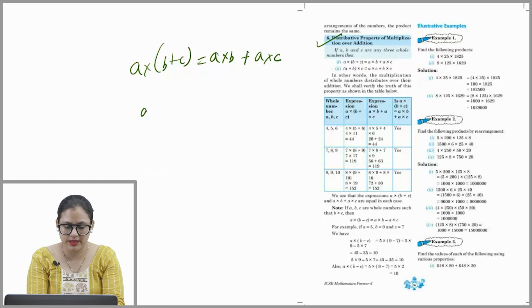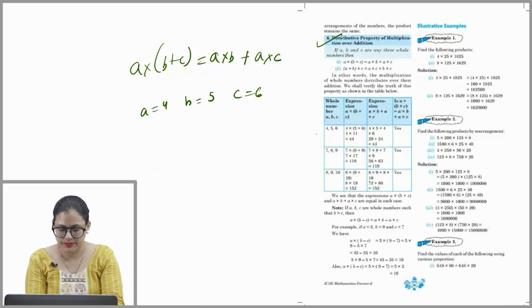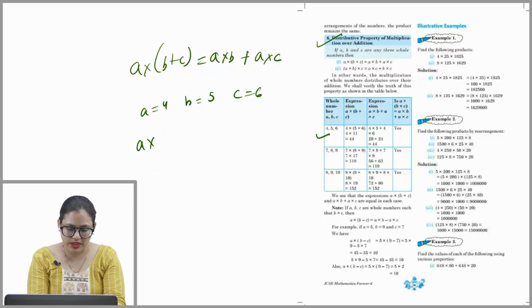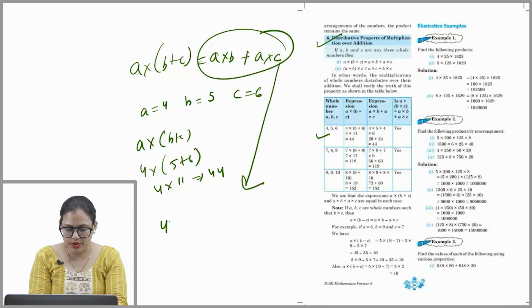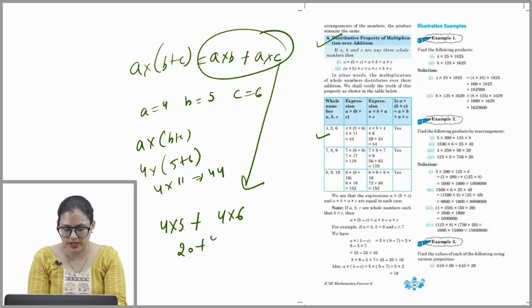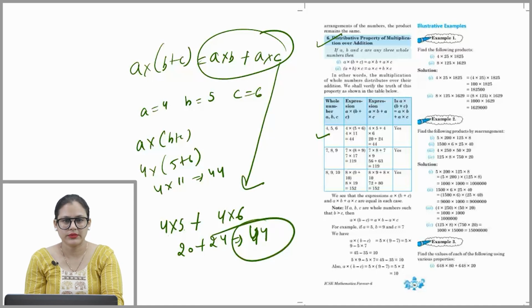Here a is 4, b is 5 and c is 6. Now what will we do? First a into (b plus c), that is 4 into (5 plus 6). 4 into 11 is 44. Now a into b, that is 4 into 5, plus a into c, 4 into 6: 20 plus 24 and the sum is 44. Hence verified.